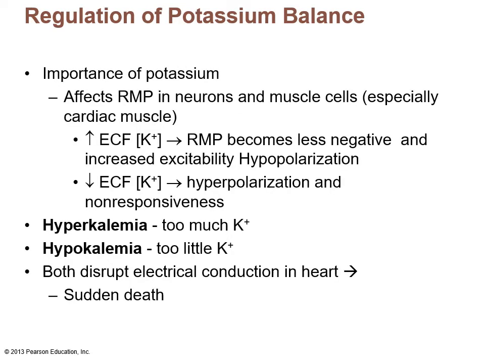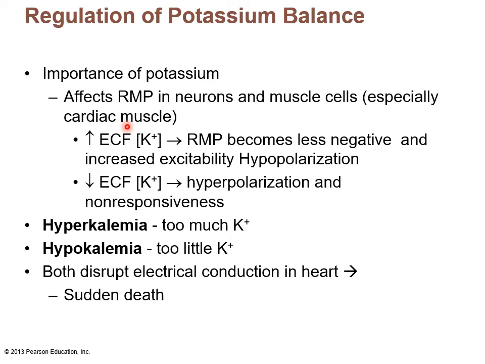Potassium. Now, the importance of potassium is that it helps with muscle and nerve depolarization, repolarization process, okay? And you need potassium to repolarize the membranes. Now, potassium is primarily found inside the cell, but out of all the electrolytes, it's the most permeable through the cell membrane. And this is going to be important because either way that potassium goes can affect the ability of the cell to respond. So it affects the resting membrane potential in neurons and muscle cells, especially cardiac muscle.